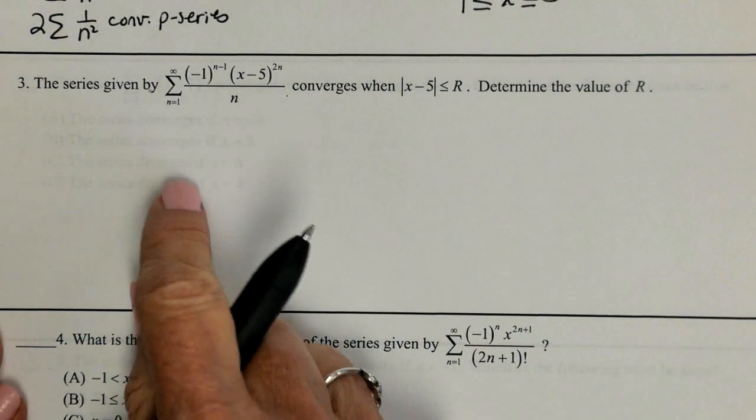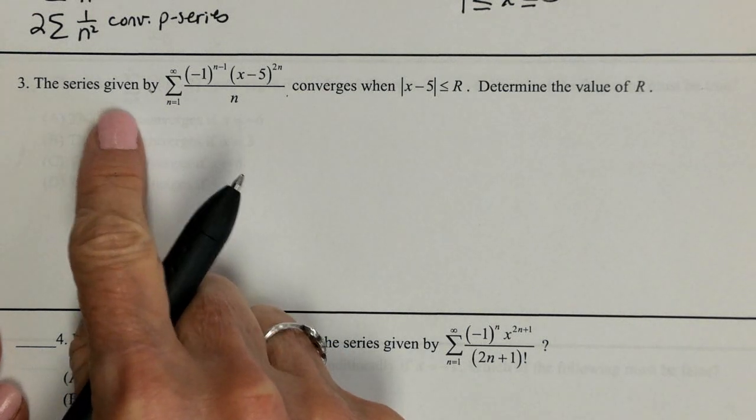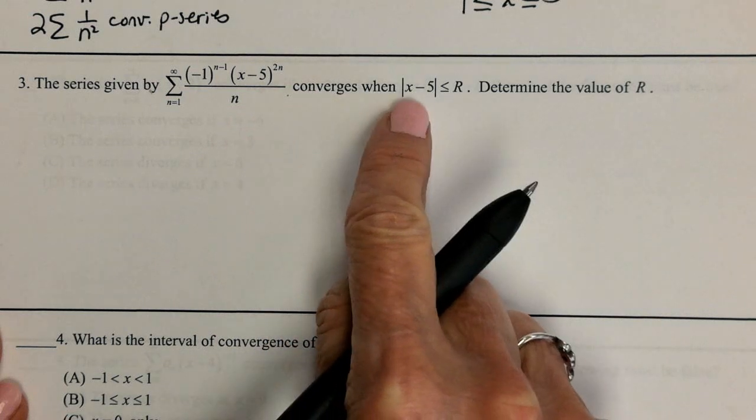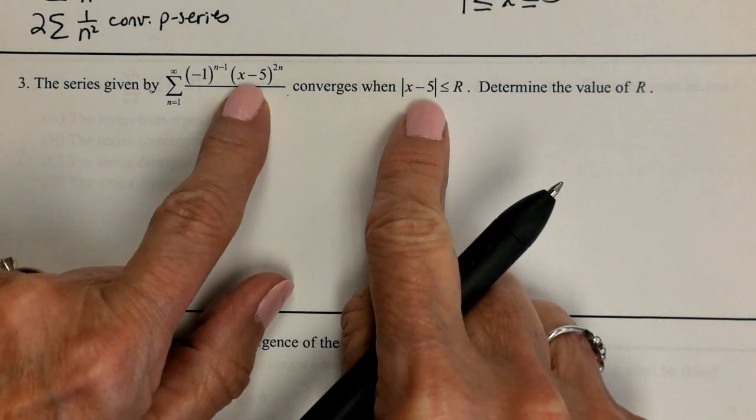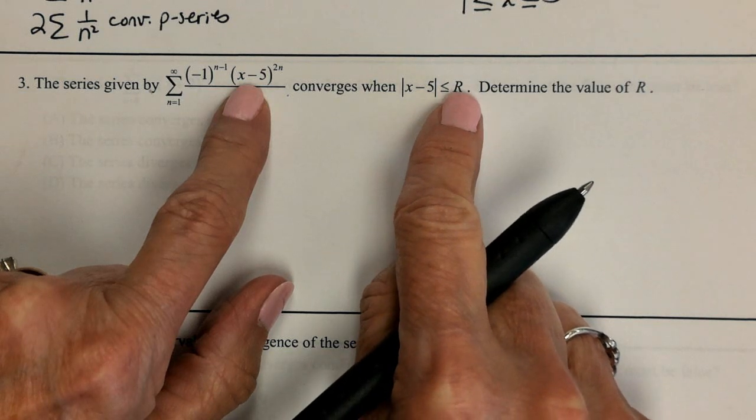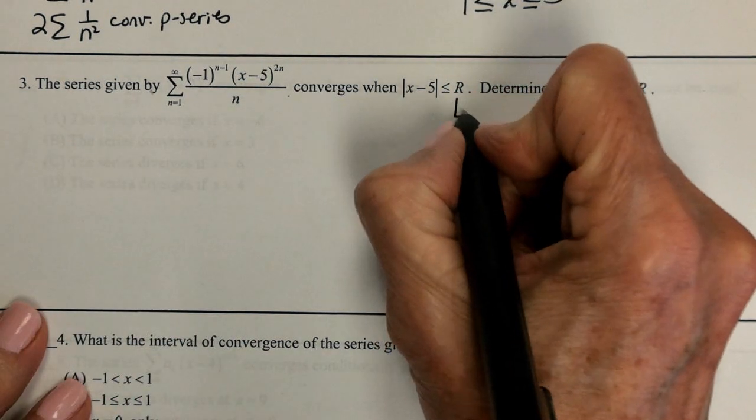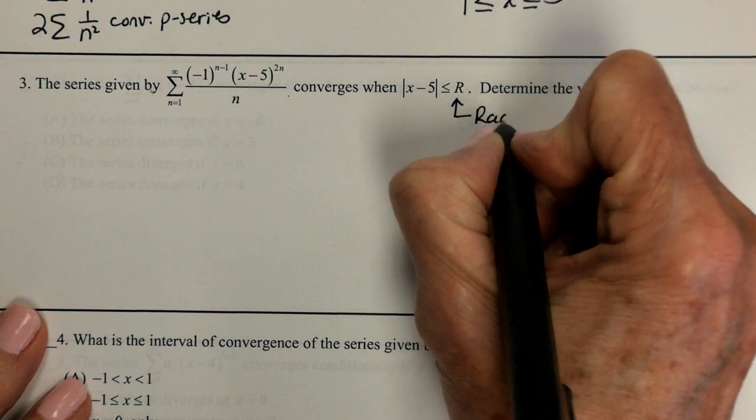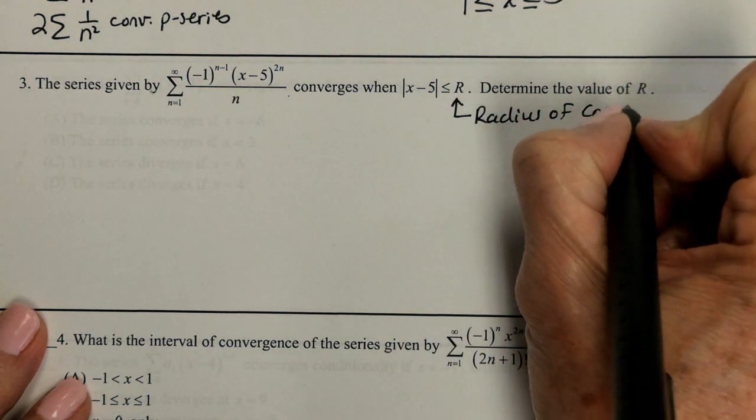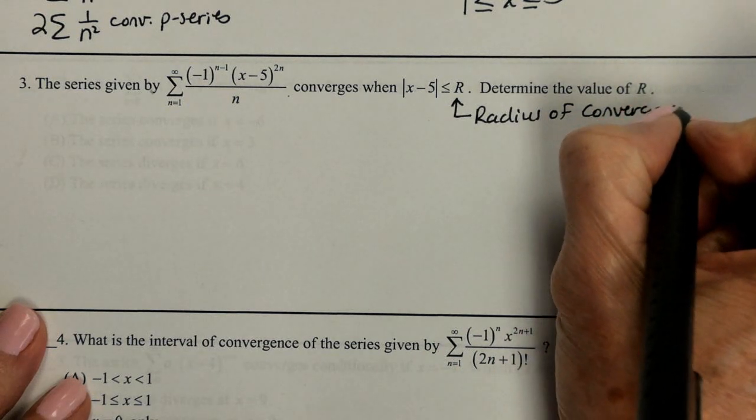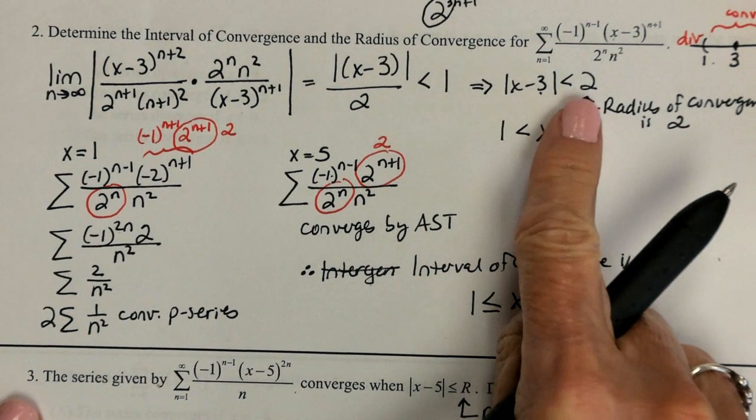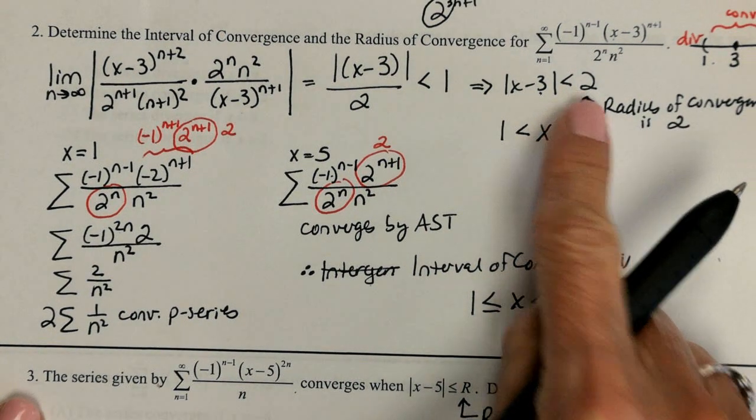Okay, here's another way they can pose this question in an FRQ. They give us a series, and they tell us that it converges when the absolute value of x minus 5 is less than or equal to r. That is our radius of convergence right there. And that is what we are asked to find in this problem, r. So we're not going to have to test the endpoints because we're going to be done when we get to there. Okay?